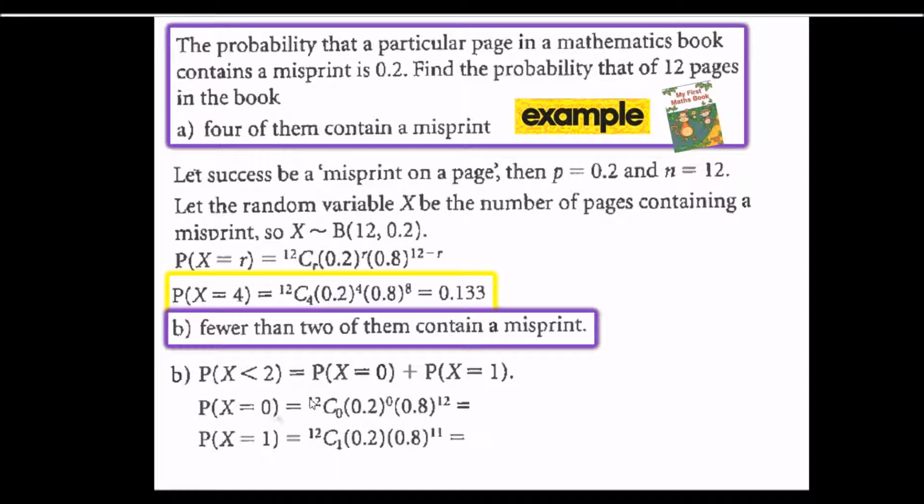If I had an equal to sign, you'd have to have 0, 1, and 2. So you've got to separately work those out. Probability x equals 0 is 12C0. You can probably guess what that value equals. Let's write it equal 1. 0.2 to the 0, 0.8 to the 12 minus 0, and so on. 0.2 to the 1, 0.8 to the 12 minus 1. So you can feel free to write in a 1 there if you prefer.